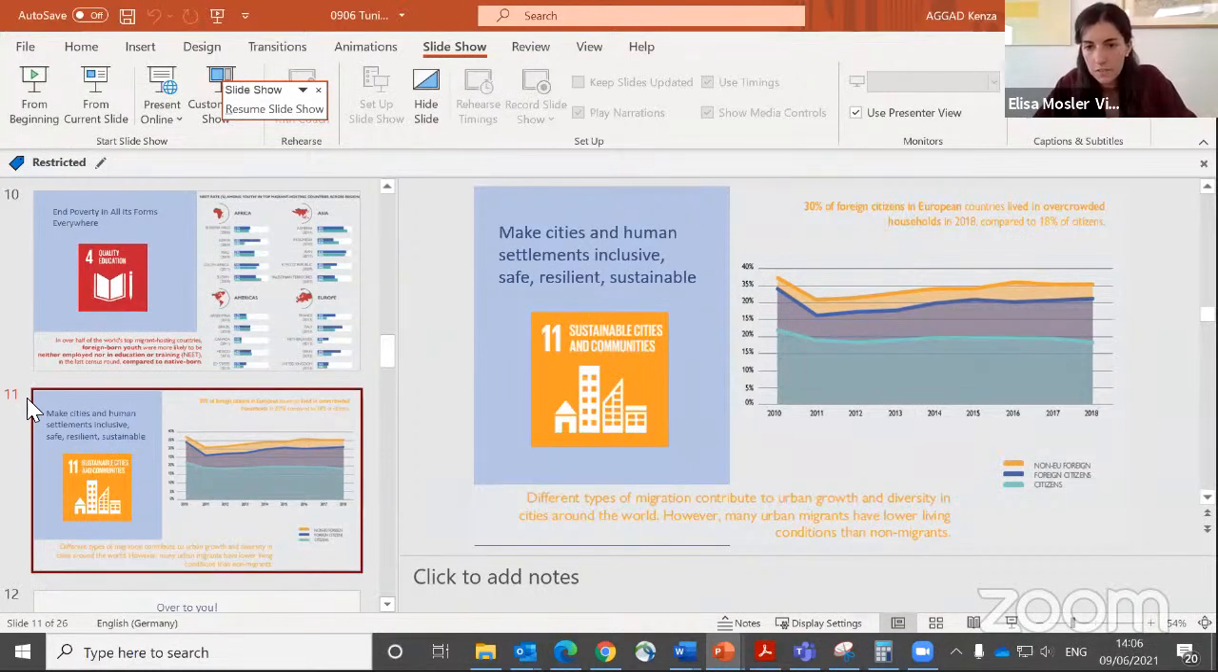And we see that the rate here is very different. 30% of foreign citizens, so of migrants in European countries, were in overcrowded households, compared to just 18% of those who were from that country. And I think this is another interesting example, because this goes further than saying this is the rate for a migrant and a non-migrant, but it also shows what is the rate for migrants who are from the region and from outside the region. And we see that the rate is a little bit higher for overcrowding for those migrants who come from outside of the EU.